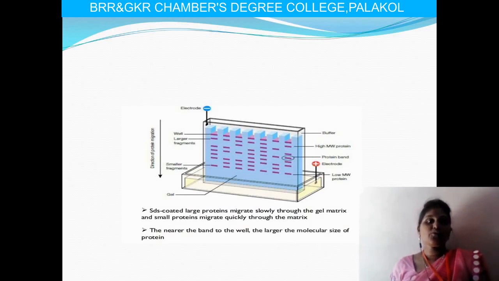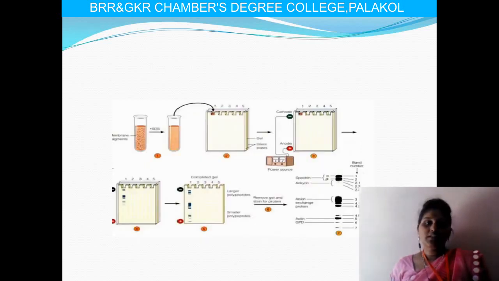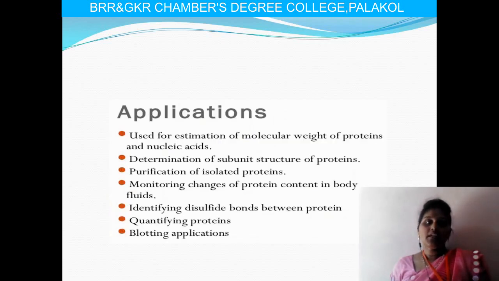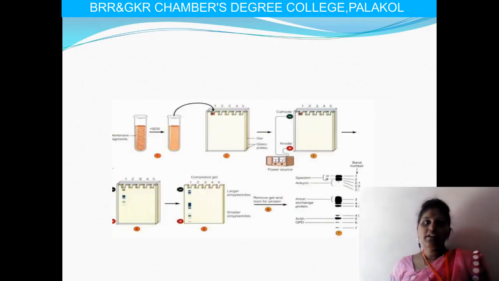Then the electrodes are attached to the power supply to generate the electrophoresis. Now we can observe different types of bands. Larger fragments are here and smaller fragments are also present here. Observe this picture. This is the process of preparing the SDS-PAGE. During this process we get different types of bands as the electrophoresis is carried out.